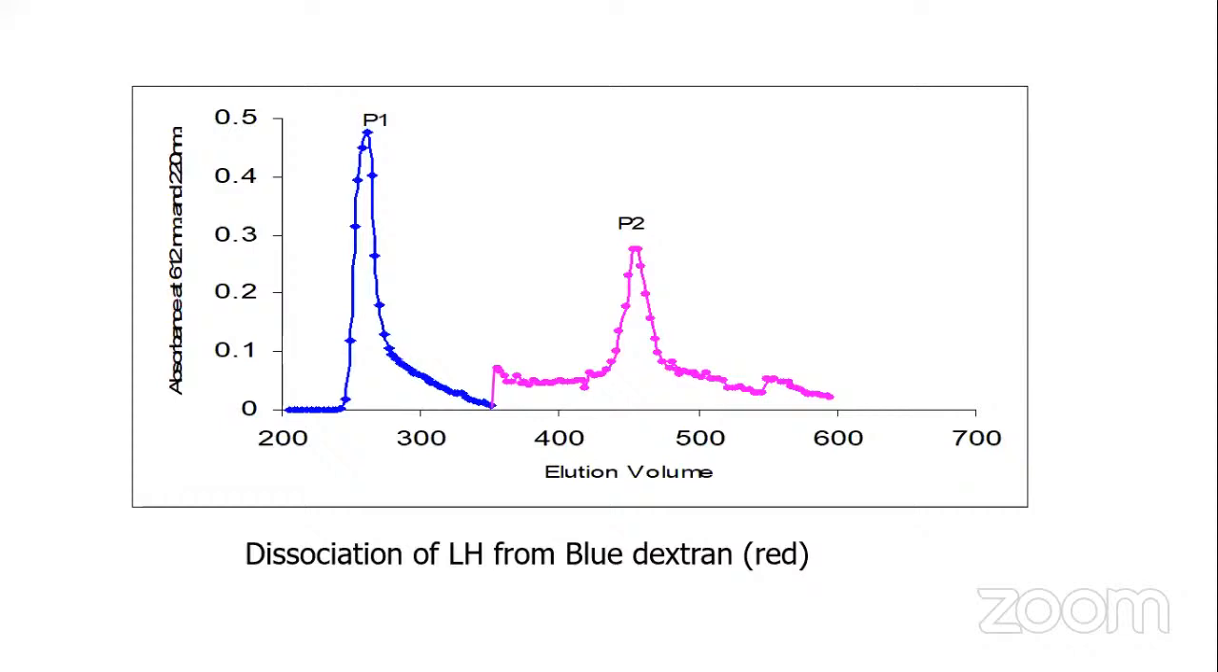Normally, luteinizing hormone does not come in the void volume. It comes in the included volume. The understanding of this is from Yogendra Singh's lecture. And now what we did, we changed the pH, dissociated this, and again did chromatography on the same column. And now you see blue dextran, colored blue, first peak, comes in the void volume, whereas luteinizing hormone comes in the included volume, separated from this, and it is very pure because it is a single monodisperse peak.